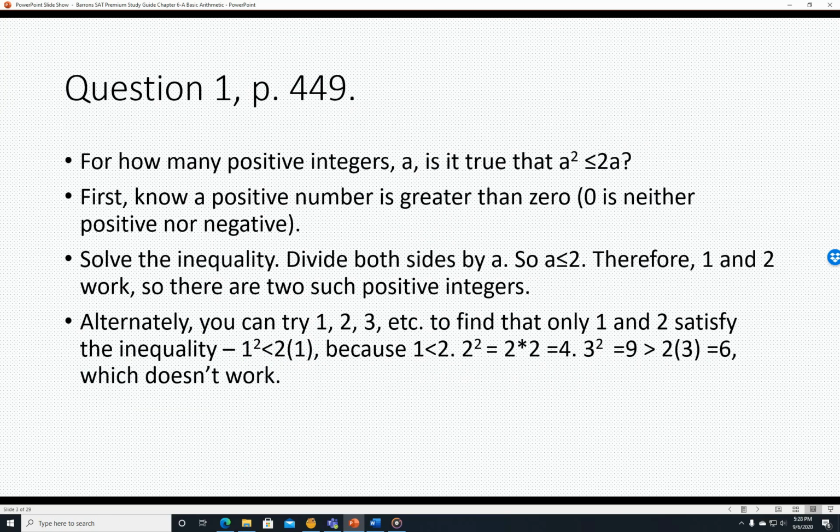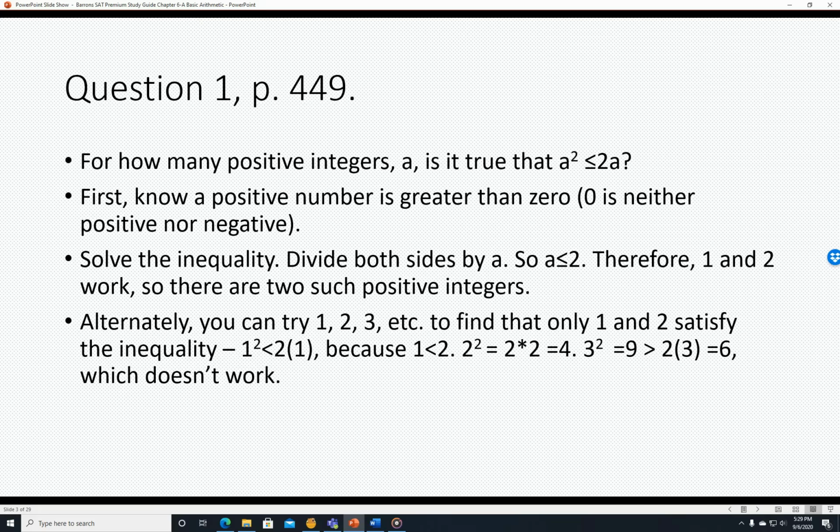So question 1, page 449. For how many positive integers a is it true that a squared is less than or equal to 2a? Well, first you need to know that a positive number is greater than 0. Again, 0 is neither positive nor negative. And solve the inequality. So you could divide both sides by a. So a is greater than or equal to 2. Therefore, 1 and 2 work, so there are 2 such positive integers.